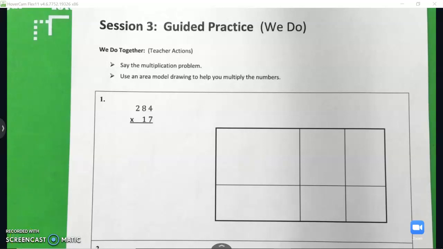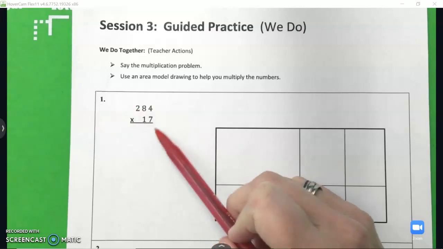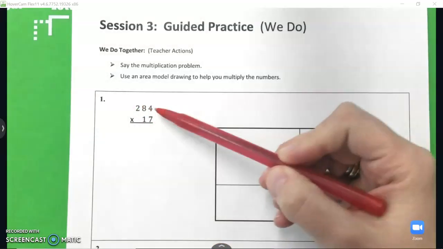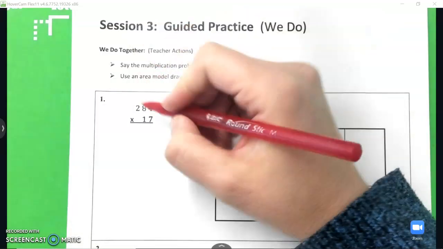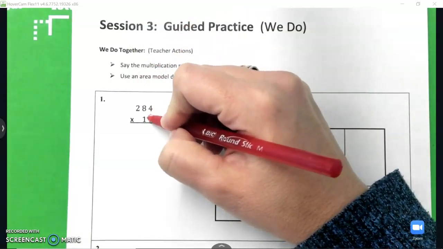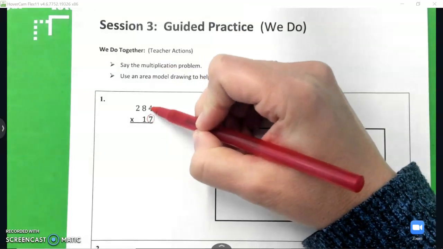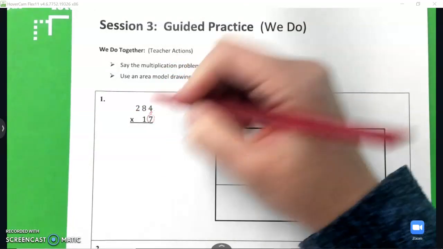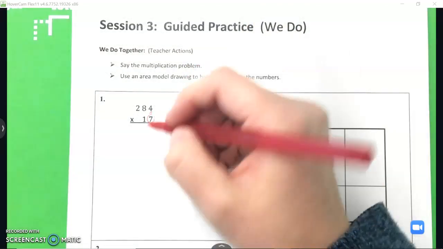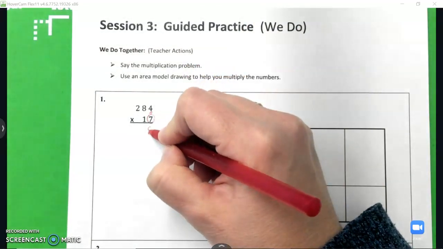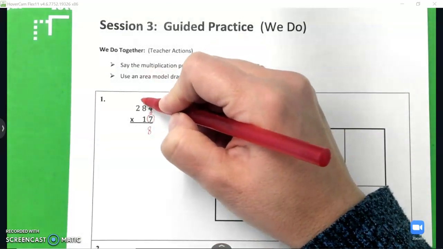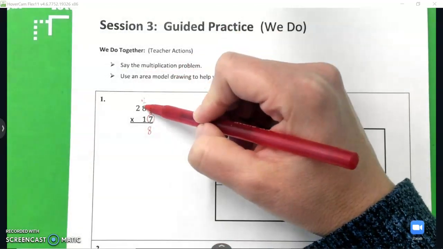Okay, looking at our guided practice for today, we've got our multiplication set up right here. We're multiplying a 3-digit number by a 2-digit number, so the 3-digit is on top. And we're starting with our 7. We're going to multiply 7 by the 4, by the 8, and by the 2. So starting with the 4, 7 times 4 is 28. So we put the 8 down here, and the 2 comes up here on top of this number.